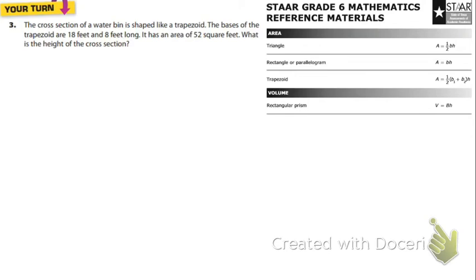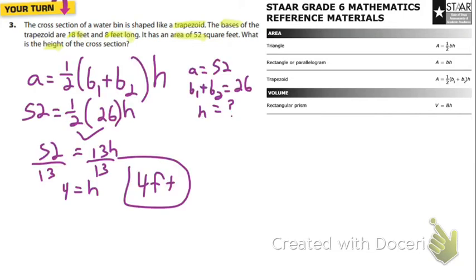Next, we're working with a different question here. They're telling us that the cross-section of a water bin is shaped like a trapezoid. The bases of the trapezoid are 18 feet and 8 feet long. It has an area of 52 square feet. What is the height of the cross-section? All right, so right now we know we're working with a trapezoid. So I'd like for you guys to go ahead and solve it. All right, and this is what y'all should have, ladies and gentlemen, 4 feet.